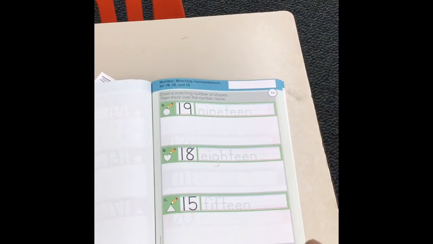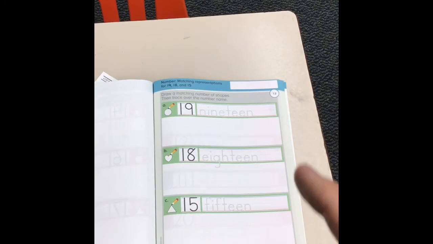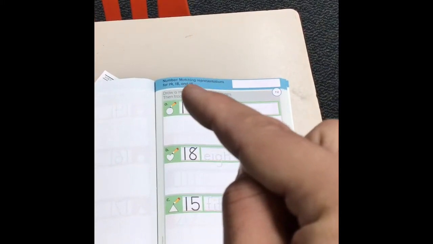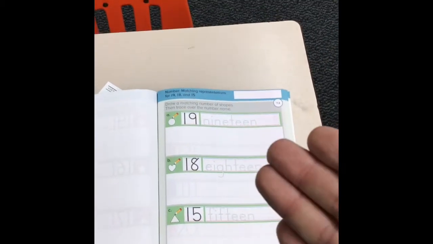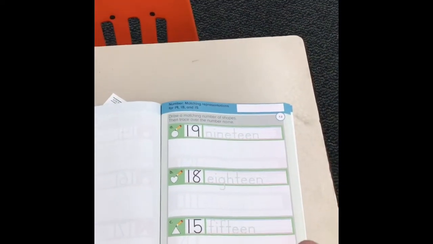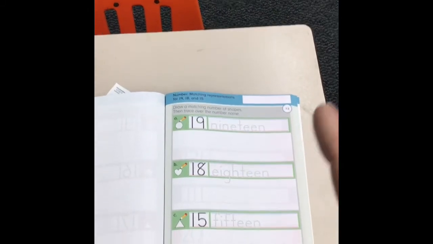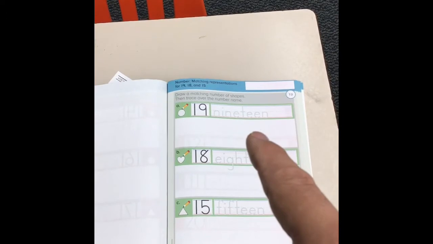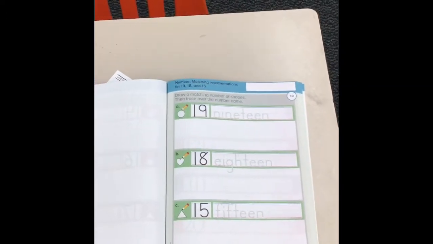You're going to need this page, which is number 97. It looks like this. It says number matching representations for 19, 18, and 15. We're going to look at what these numbers look like when we draw a picture of them. You're also going to need a pencil or a crayon or pen so you can fill in the picture part here when we get done with it.